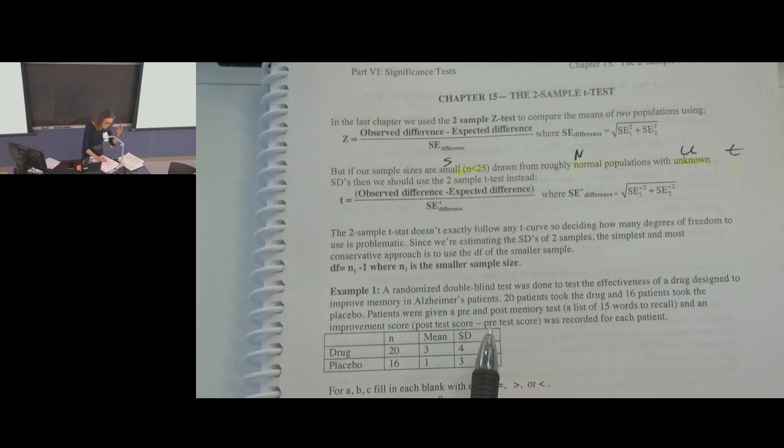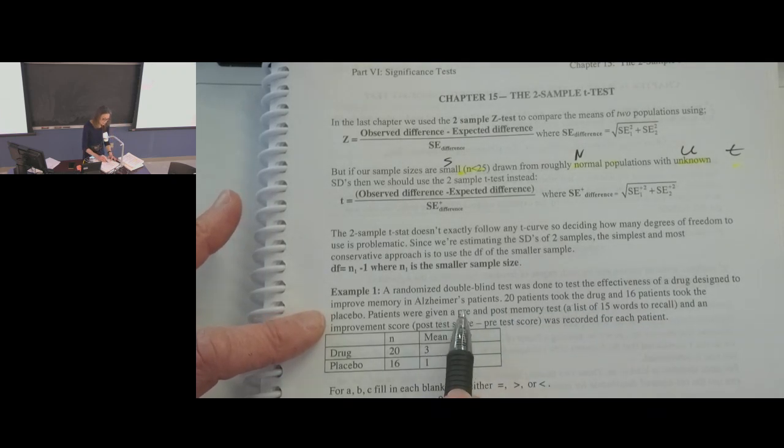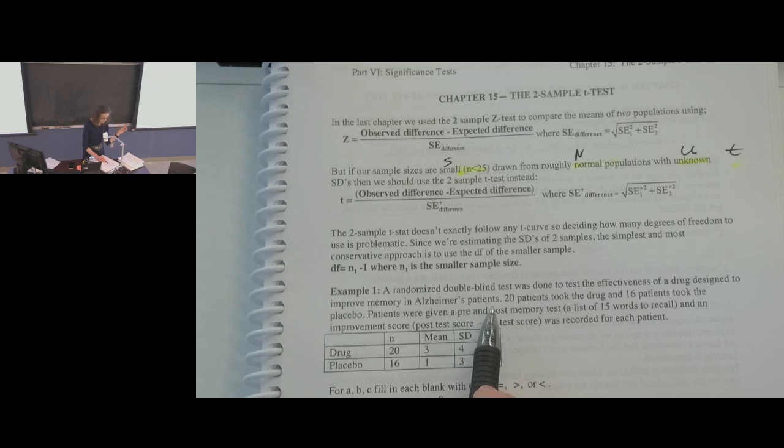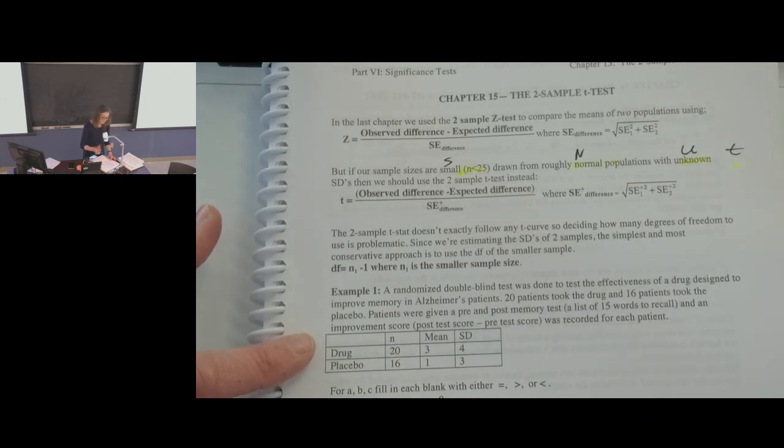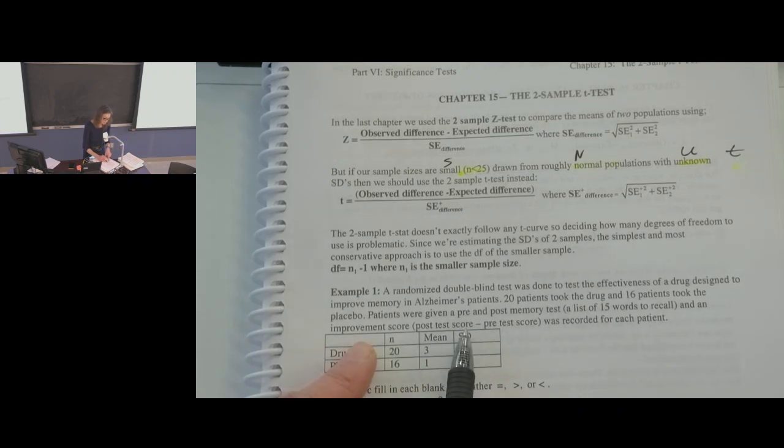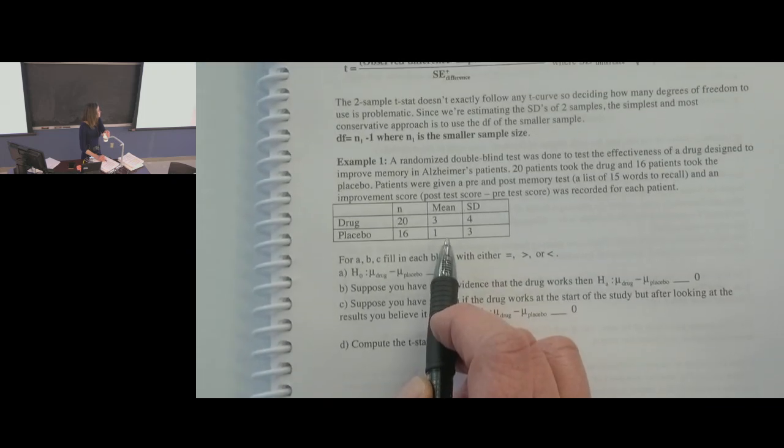So a randomized double-blind test was done to test the effectiveness of a drug to improve memory. This is hypothetical, I made this up. 20 patients took the drug, small sample size, 16 took the placebo. Patients were given a pre and post memory score, 15 words to recall, and this is the improvement score: post-test minus pre-test, okay? So this is their mean, how much they improved. Here's the drug, here's the placebo, and this was our data.